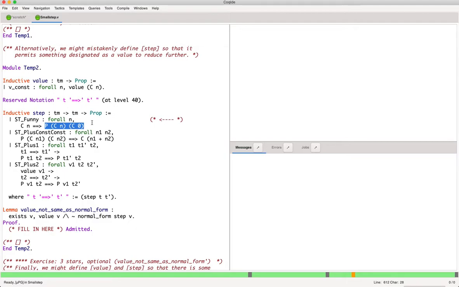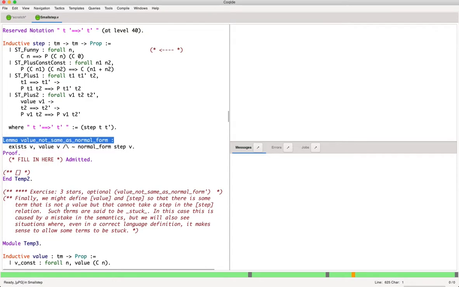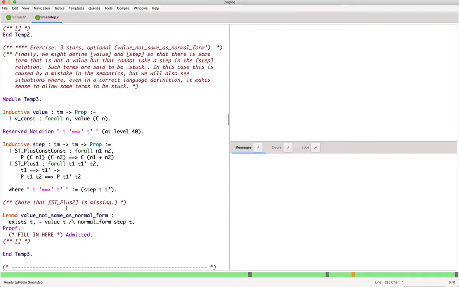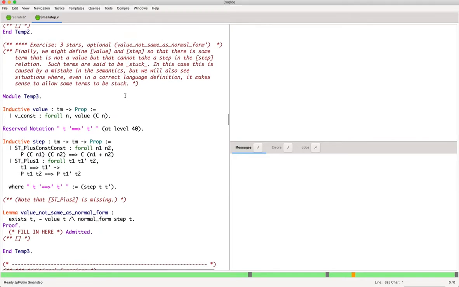So you can just keep evaluating all the way. Okay, so constants now are not normal forms of the step relation, because you can keep evaluating after you get to a constant. So you need to prove this theorem for homework. What about temp 3? So temp 3 is an illustration of the getting stuck idea.